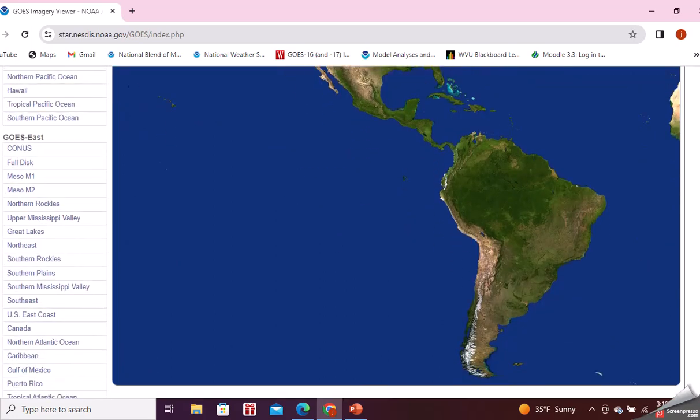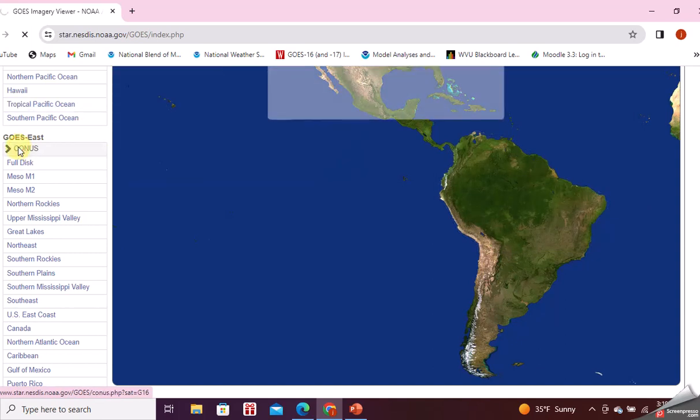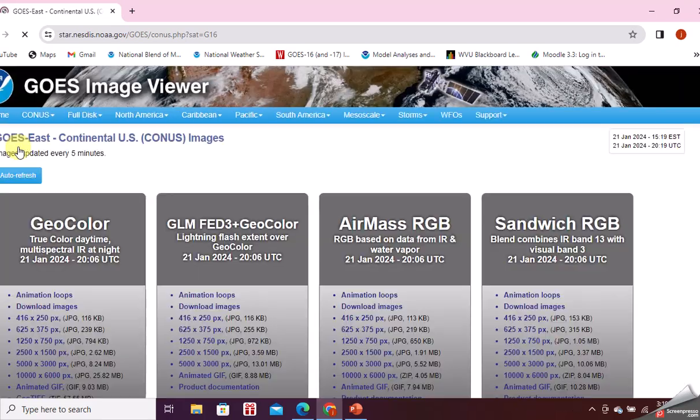So let's look at, I have a choice of GOES East or GOES West. Why don't we try GOES East today and just see what we have options of. And I wanted to give you an example of how meteorologists look at the weather.